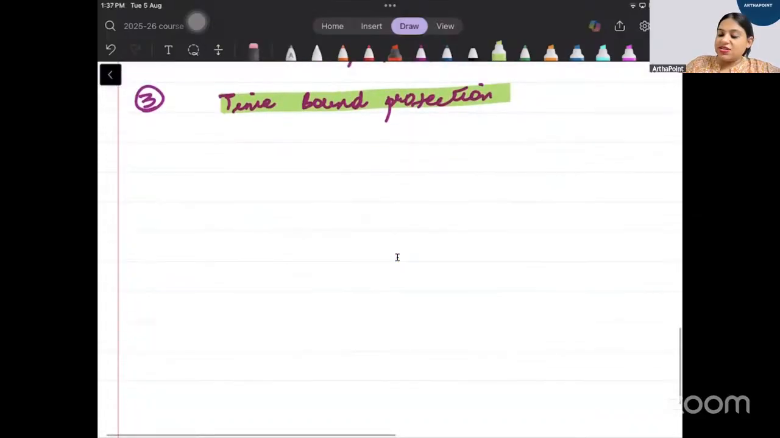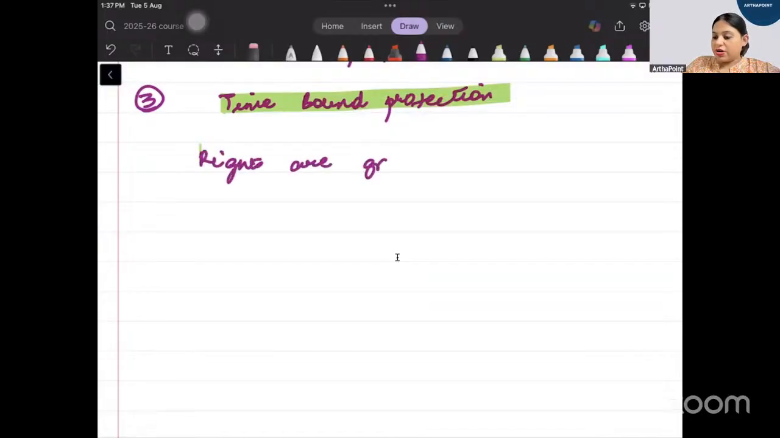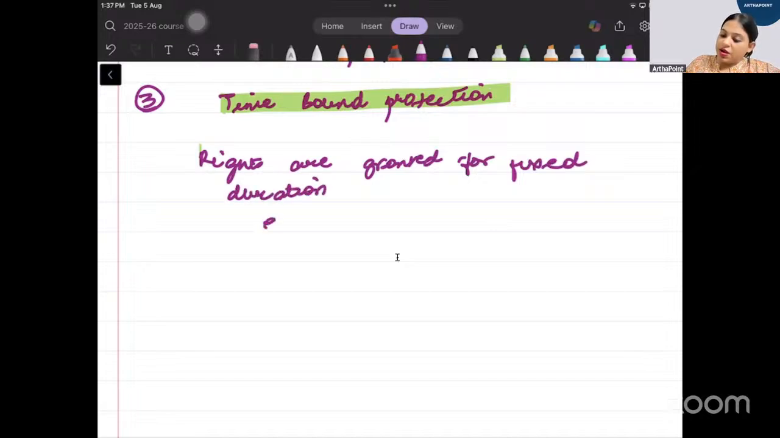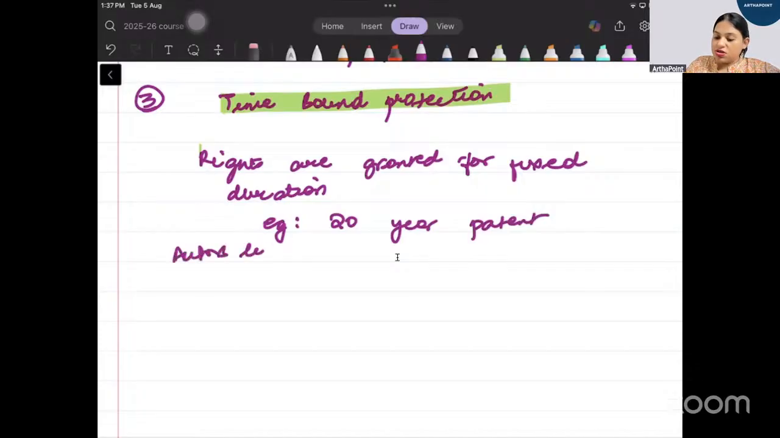Okay. So rights are granted for fixed duration. Example, 20-year for patent and author's life plus 60-year for copyright.